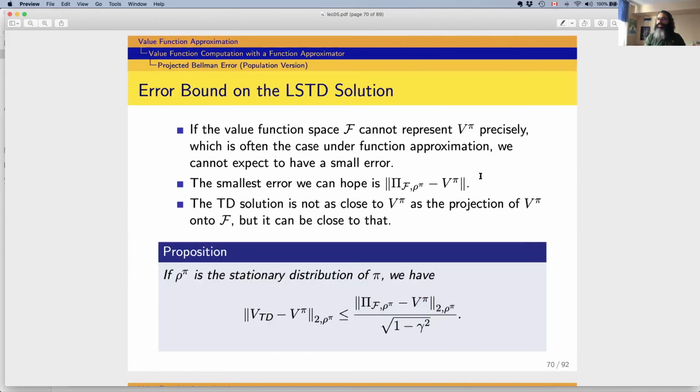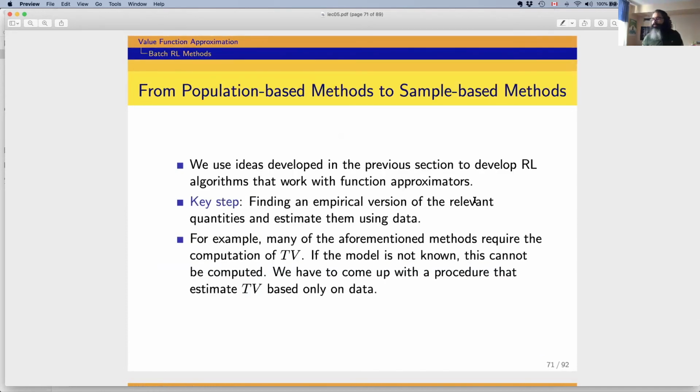Okay, so this is most of what I wanted to talk about for population-based methods. These are idealized methods for when we have the model. Now the next step is to talk about data. Here the idea is that we have data but we don't have the model. How can we compute the same quantities like the value function, Q pi, V pi, or eventually Q star and then pi star?